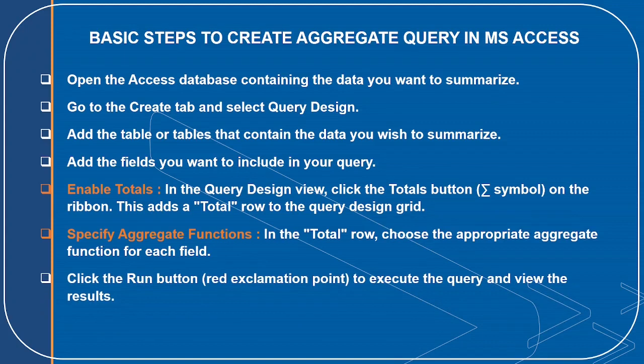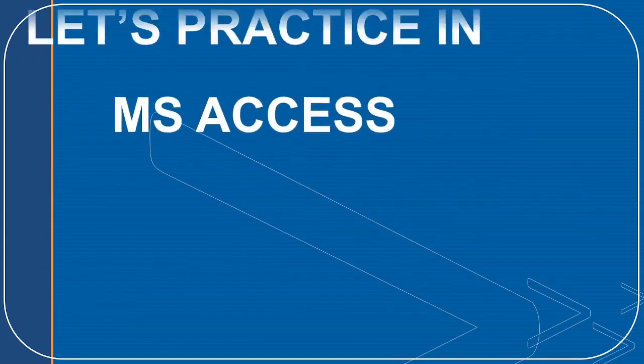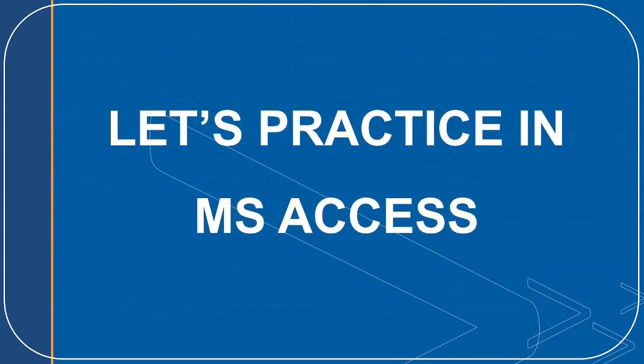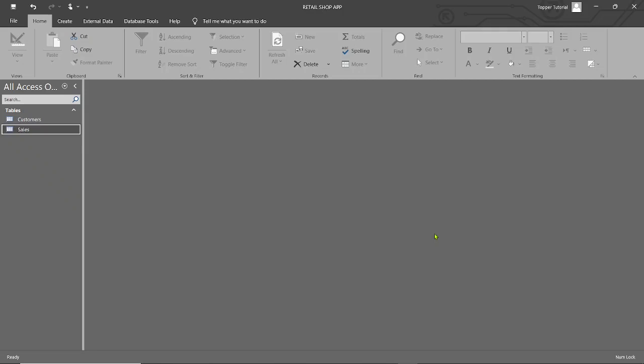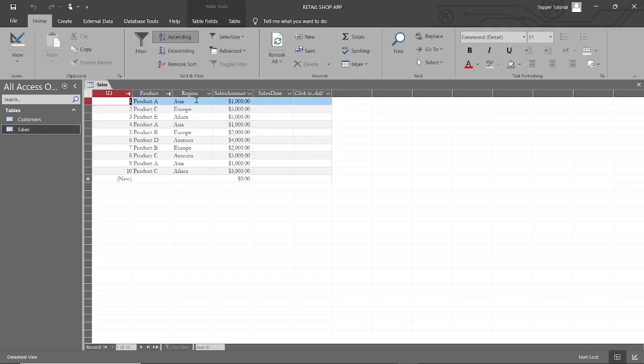Let's jump into MS Access to closely look into this concept. Here on the screen in front of you, you can see Sales table. This table has product field, region field, sales amount field and sale date field. At present, this table has 10 records, but in actual scenario it may have millions of records. We want to summarize this data to see total sales by region.